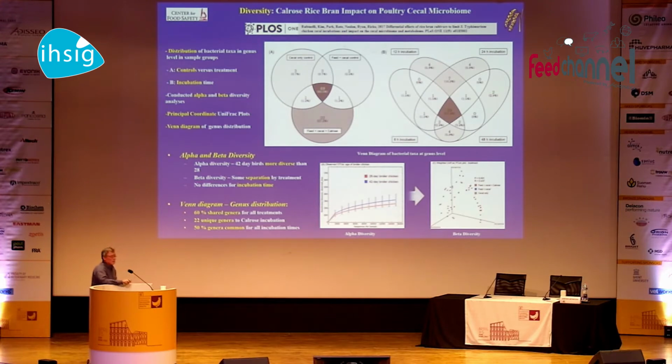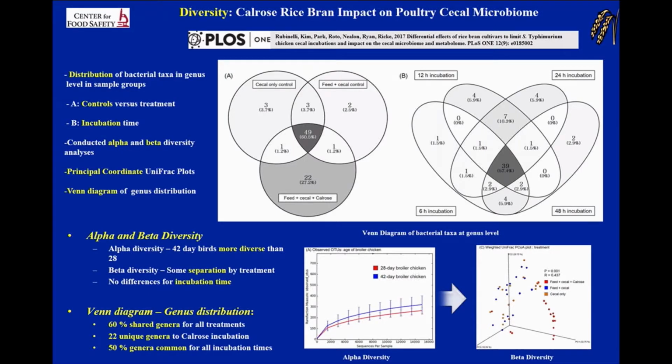So this is what the diversity looks like, and again, principal coordinate plots and Venn diagrams show you what the shared microbiome is between the different days and the incubation times. Alpha and beta diversity: at 42 days, no surprise, we're more diverse than at 28 days. That fits with what we've seen with live birds and in vivo studies.